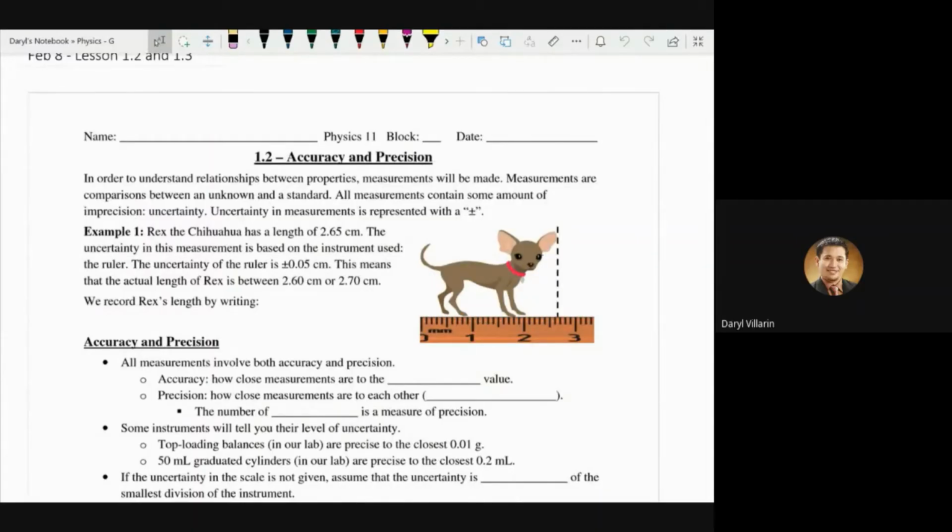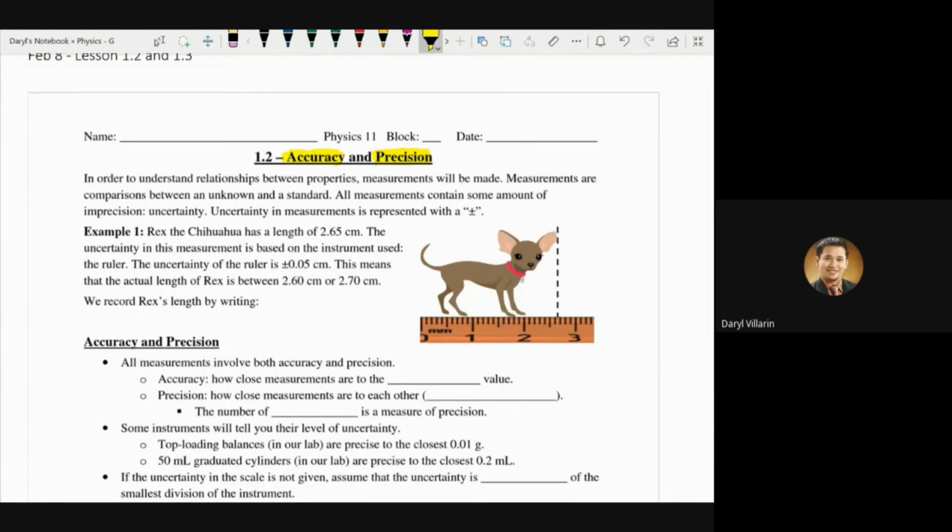For Unit 1.2, we're going to be talking about the difference between accuracy and precision. These two particular terms are kind of different when we talk about them in science, especially in chemistry or physics. In order to understand the relationship between properties, measurements will be made.